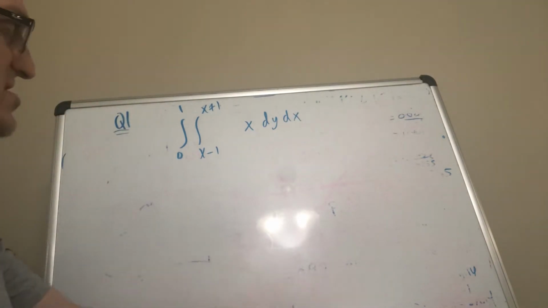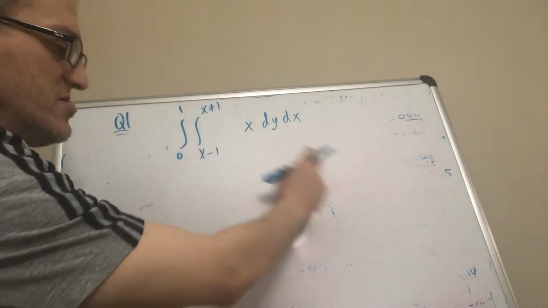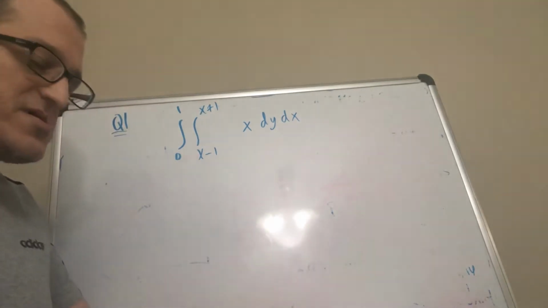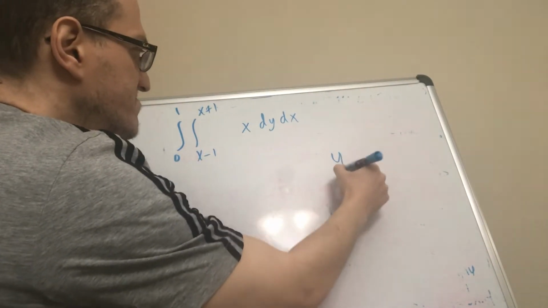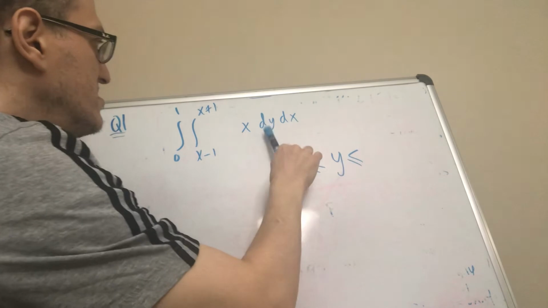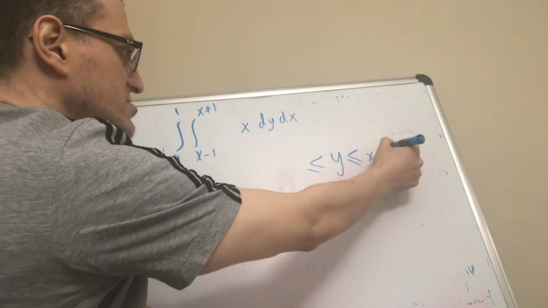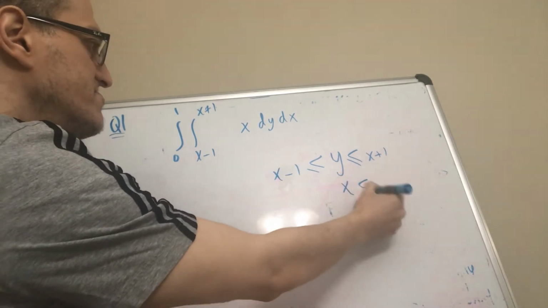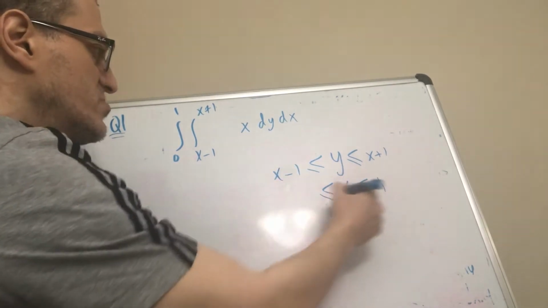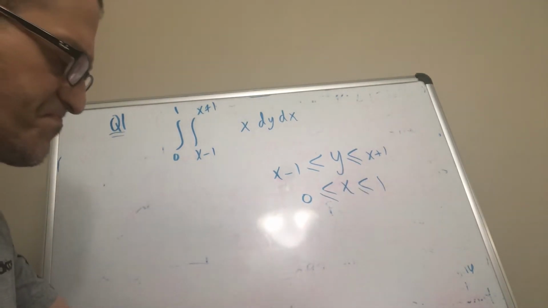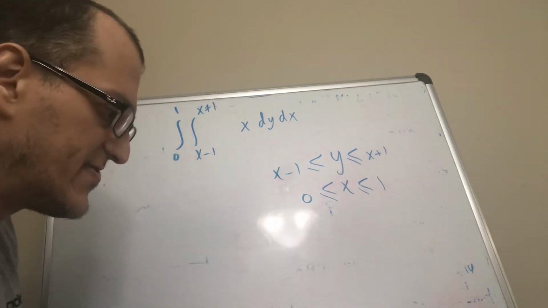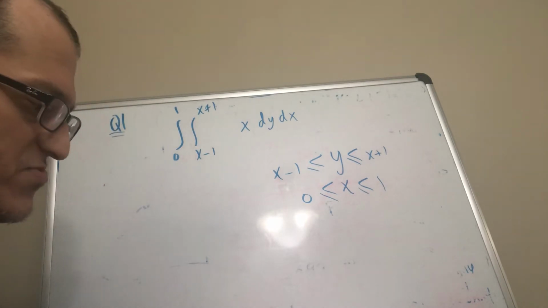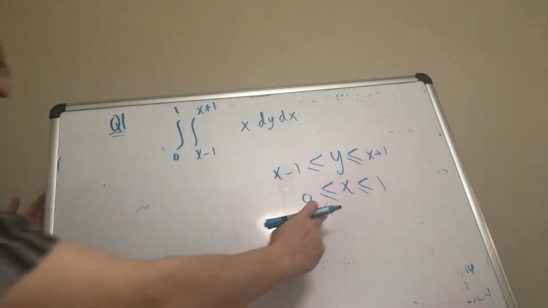Now what does this mean? If you do the dy first, it means that your y is between x minus 1 and x plus 1, and your x is between 0 and 1. I think you need to sketch. Sketching always helps with these types of questions.